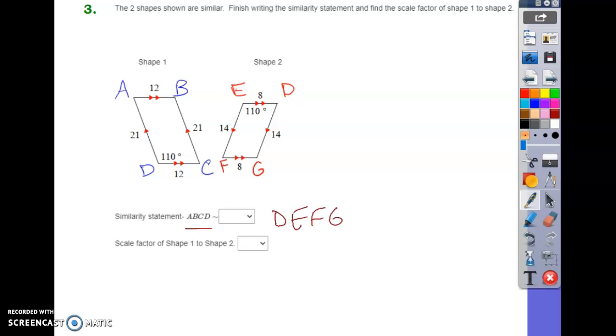Here we go. And the scale factor, well, it's shape 1 to shape 2. So if I just pick a side, 21 to 14, and simplify that, 7 goes into 21 3 times, and 7 goes into 14 twice. So that's 3 to 2.